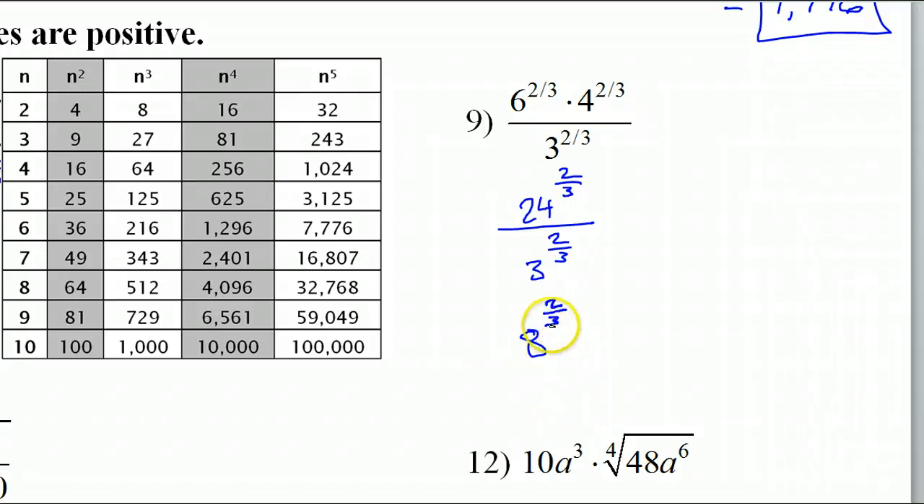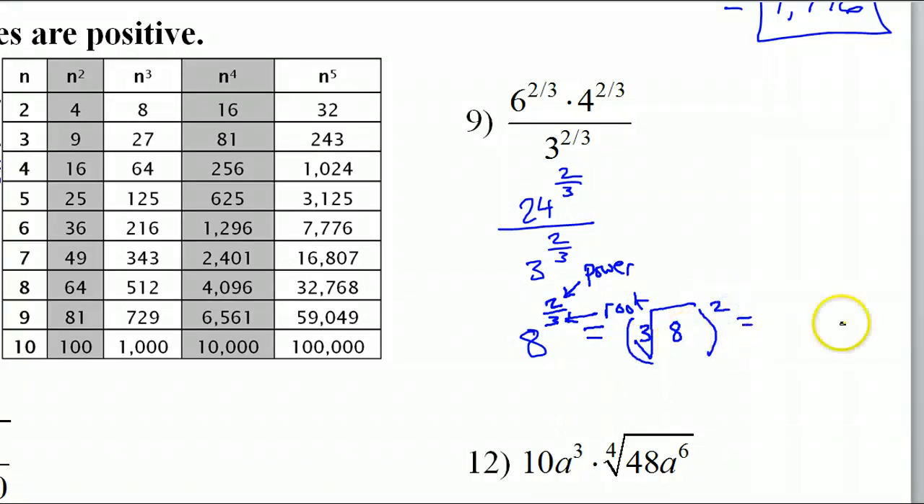Let's go ahead and rewrite this in radical form. And you will quickly see that this can be simplified. Now 2 is the power and 3 is the root. So that means we have the cube root of 8 raised to the second power. The cube root of 8 is 2. So we have 2 to the second power, which of course is 4. And that is the final answer, 4.